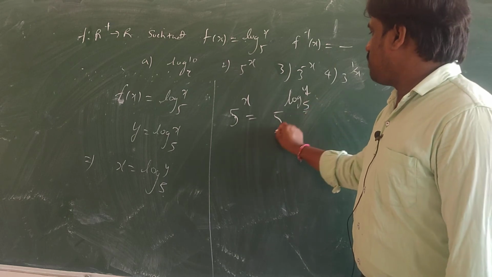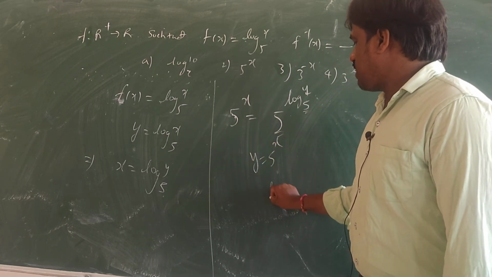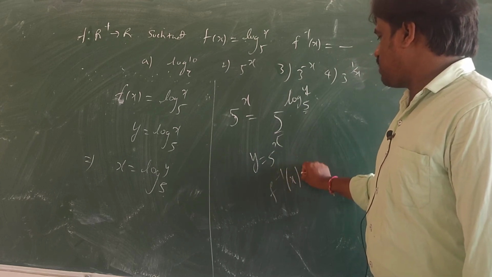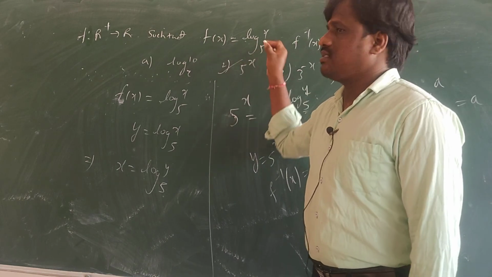So these two are the same, so y is equal to what you get here? 5 power x. y is nothing but f inverse x. f inverse x is equal to 5 power x. So B option is right.